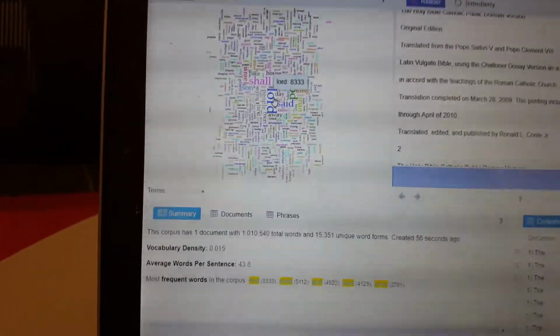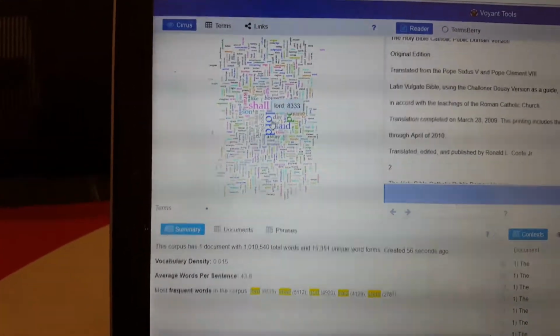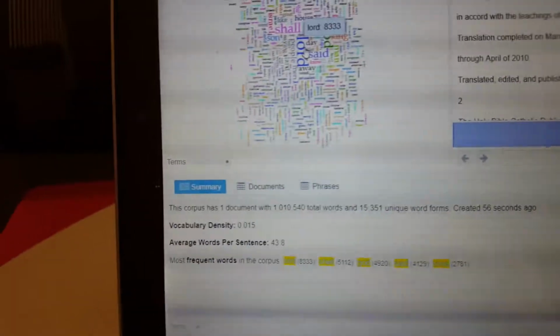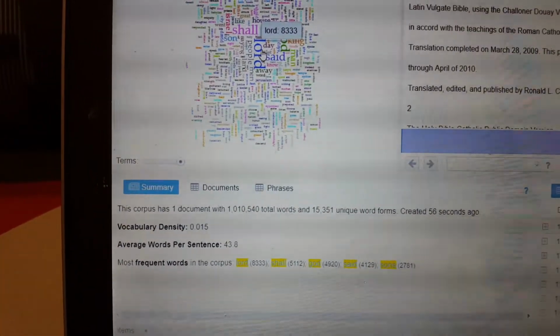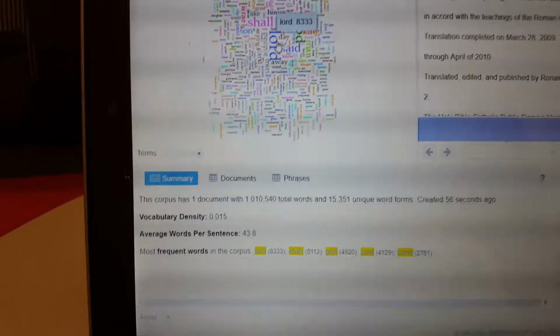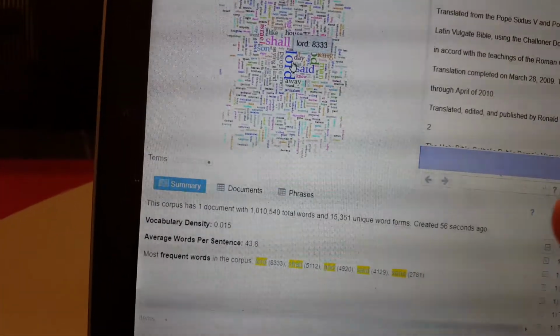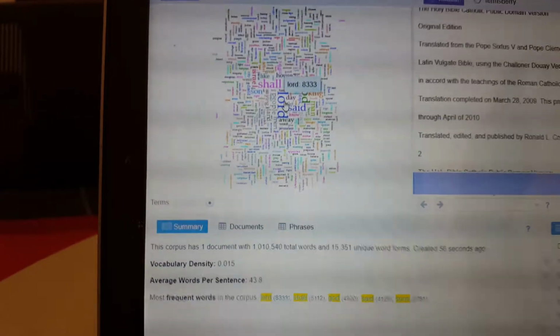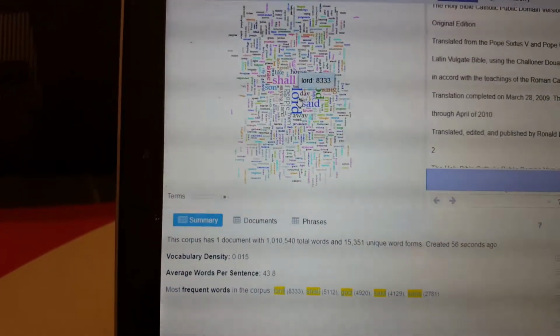But there's only 15,351 unique terms, which is super weird. It's apparently the same thing over and over again, just with different combinations of the same characters, because that is a much bigger number than that one. And the vocabulary density is 1.5%. So at least this version of the Bible, and that could have been their intention, could be read by almost anybody because the vocabulary is very low.